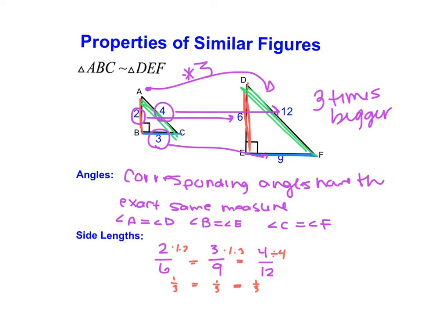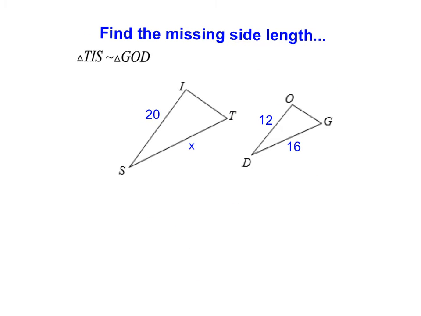And that will make more sense as we look at the next few shapes. So now we're going to use all of this knowledge to help us find the missing side length in this particular set of shapes. So here we can see we have two similar shapes.